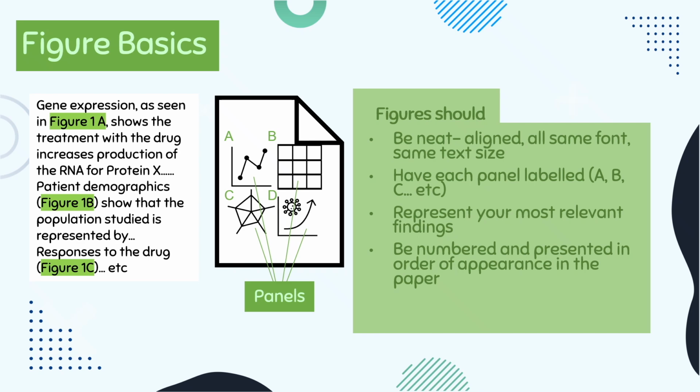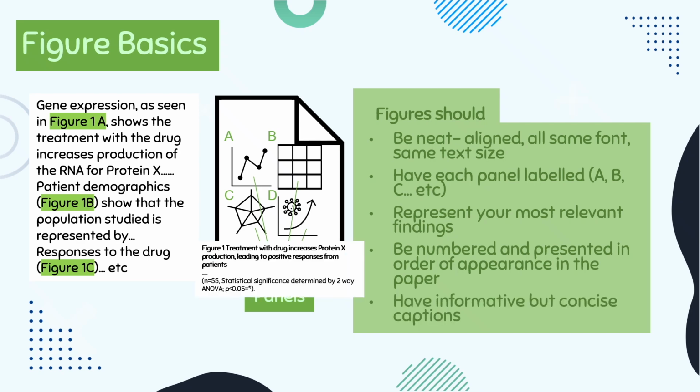And you'll want to have informative but concise captions. So for example, often you might have a figure caption that starts with sort of a title like figure 1, treatment with drug increases protein X production, leading to positive responses from patients. And it should include things like your number, like the N involved in your data, and the statistical significance, how it was determined, and what the various p-values are.